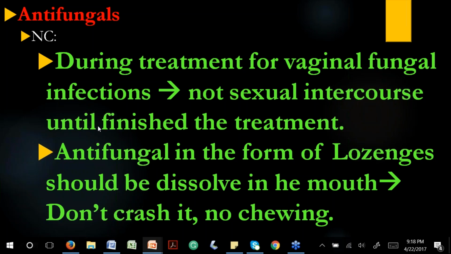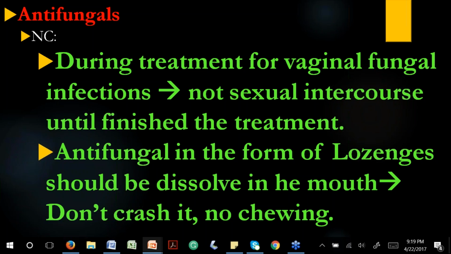All right, so we have here that with antifungals, one of the most common is vaginal fungal infection. And that is when, in patient education, you need to tell the patient not to have any sexual intercourse until they finish the treatment. Otherwise, it's going to be transmitted and it's not going to heal, so it's going to get worse.